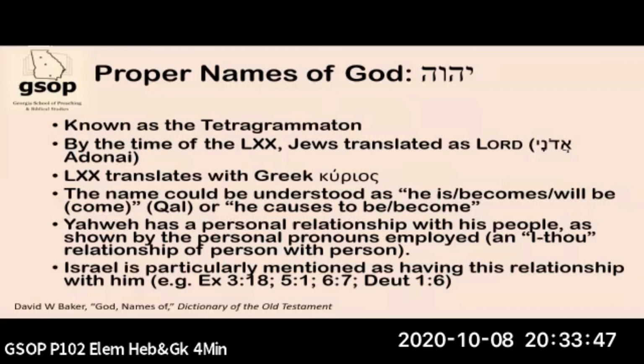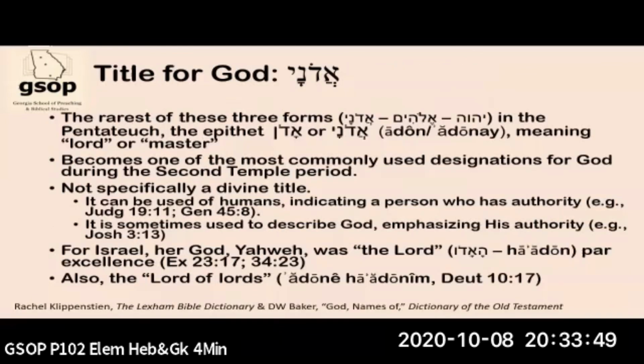So what I wanted to get to is the title Adonai. It's the rarest of the three forms that we've looked at, the Yahweh, the Elohim, and Adonai. It's the rarest of the forms in the Pentateuch, the first 5 books, the Torah. And it is the title or epithet for Adonai or Adon, meaning Lord or Master. And that's where the Septuagint translates Kyrios. It becomes one of the most commonly used, though, during the Second Temple period.